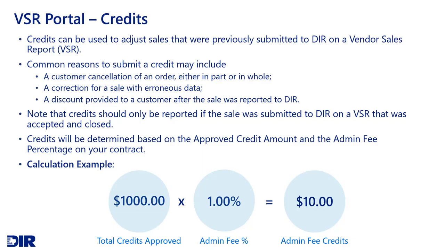Note that credits should only be reported if the sale was submitted to DIR on a VSR that was accepted and closed. Credits will be determined based on the approved credit amount and the admin fee percentage on your contract. For example, if the total credits approved were $1,000 and your admin fee percentage is 1%, then the calculation would be $1,000 multiplied by 1%, which equals an admin fee credit of $10.